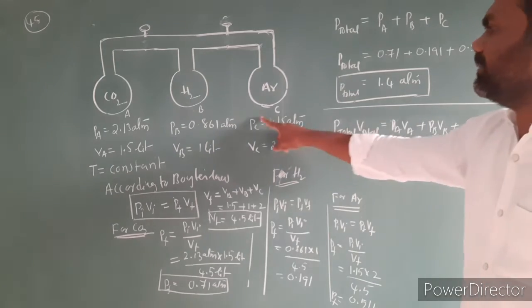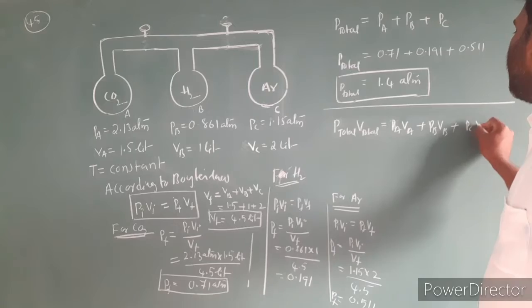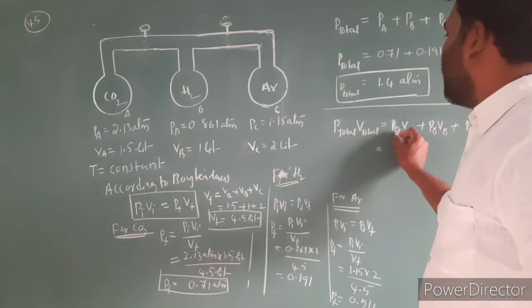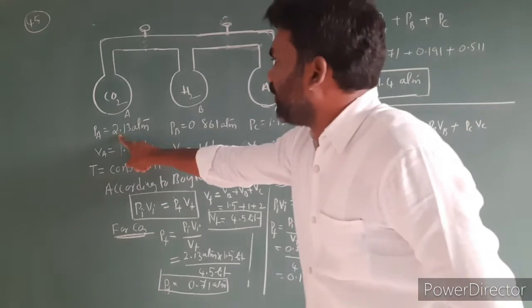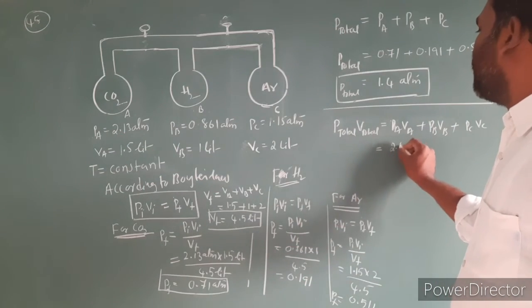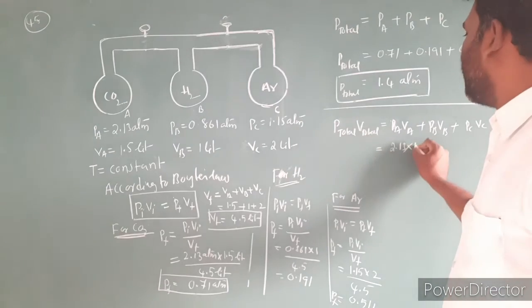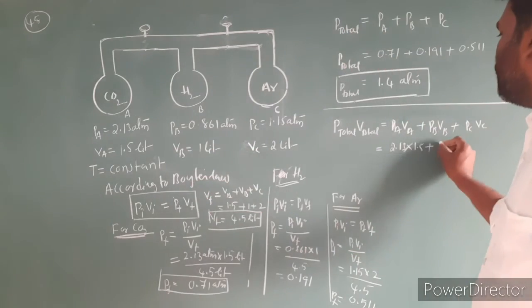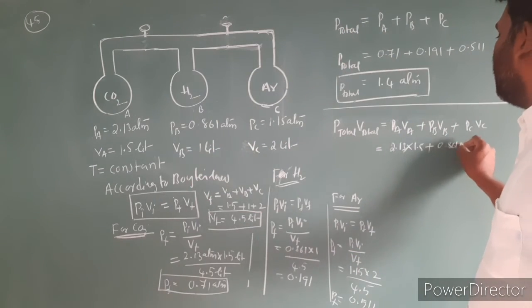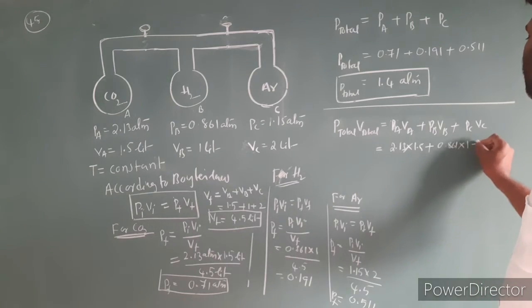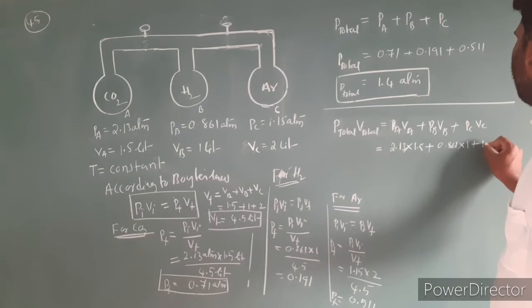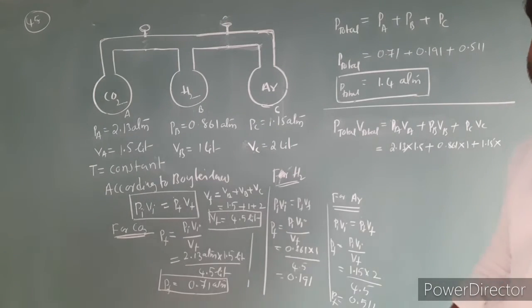PB, VB plus PC, VC, isn't it? Then that is equal to PA. How much we got? PA is 2.13. So 2.13 into 1.5, VA is equal to 1.5, plus next to PB, VB, 0.861 into 1, plus next to PC, how much we got? 1.15 into 1.15 into 2, isn't it?